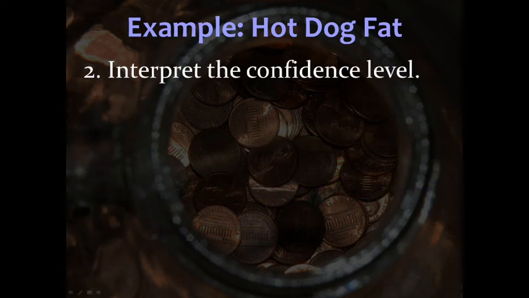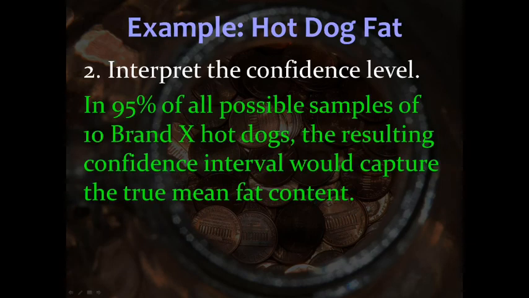Next, we're going to interpret the confidence level itself. This is a little different. In 95% of all possible samples of 10 brand X hot dogs, the resulting confidence interval would capture the true mean fat content. Okay? So in 95% of all possible samples of size 10, you will get an interval that captures the population mean mu, which means 5% of the time you won't.